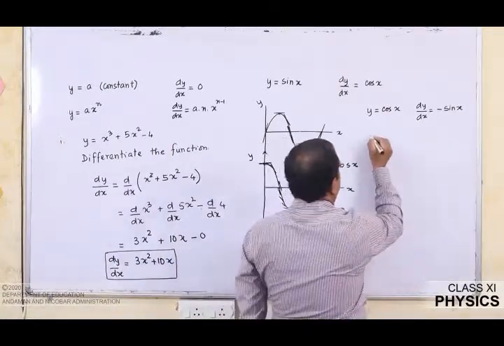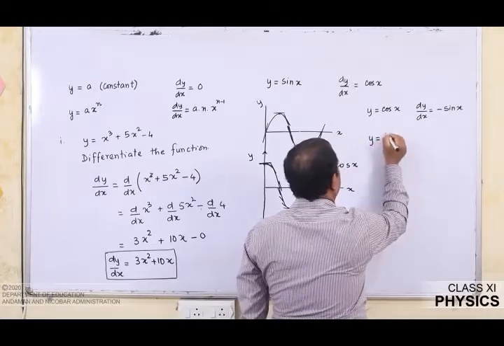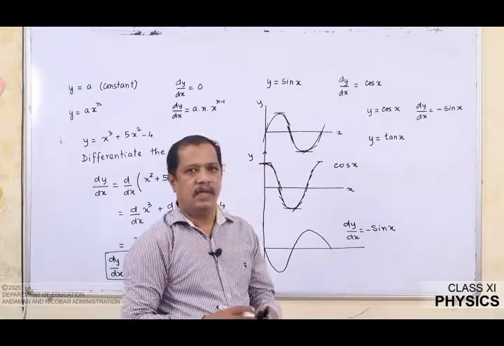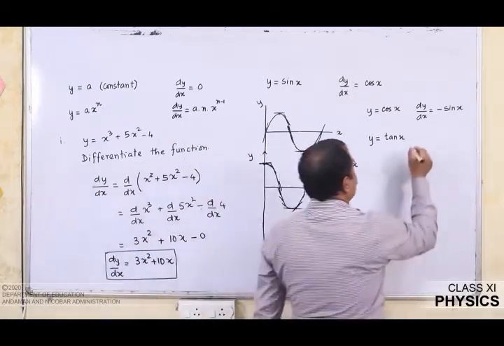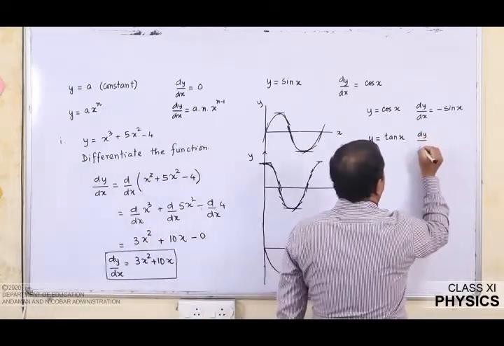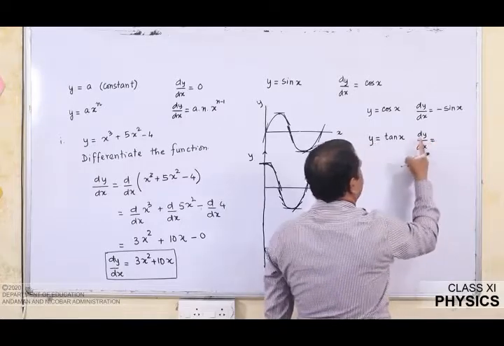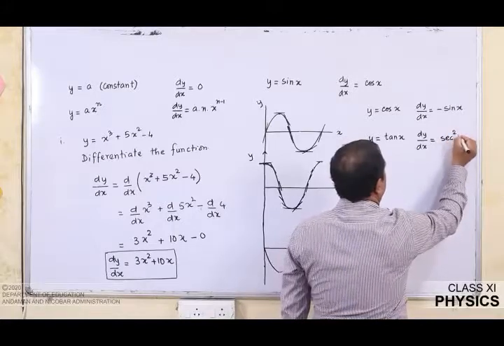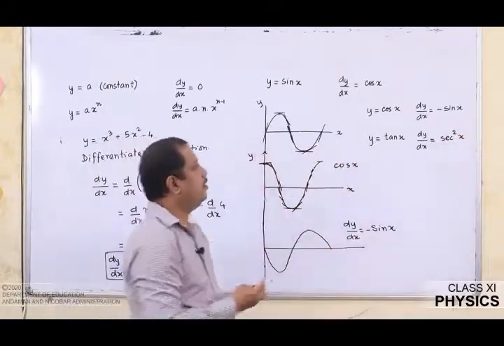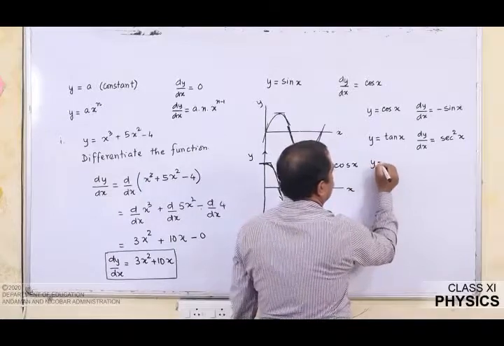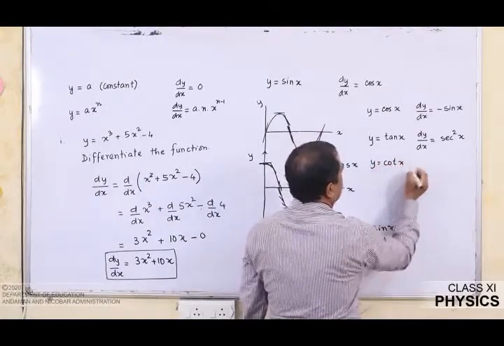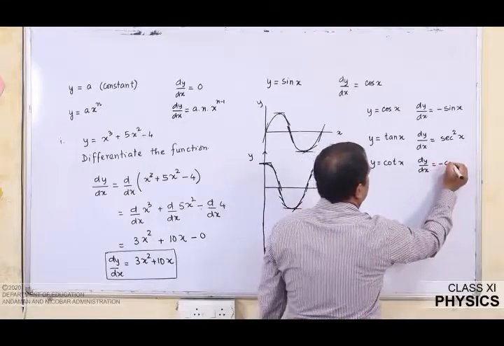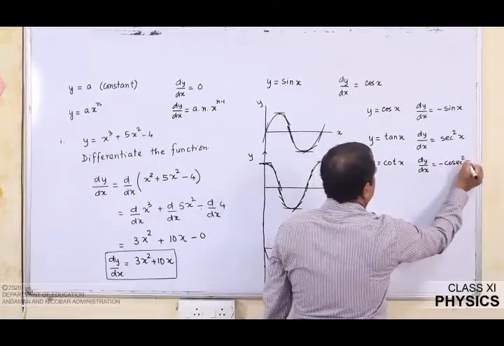Similarly, if I have y is equal to tan x, and I am asked to calculate what is the slope. So, dy by dx, that is differentiation of tan x with respect to x, is equal to sec square x. Similarly, if we have y is equal to cot x, then when we try to calculate the slope, dy by dx is equal to minus cosec square x.